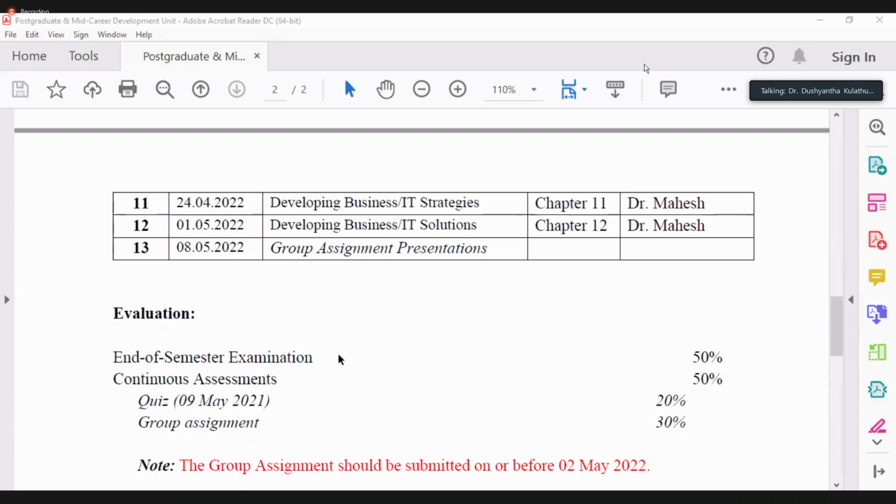And this is again a temporary allocation of marks. End semester examination 50%, continuous assessment 50%. Now this is the norm accepted in the faculty and also in our MBA program. And a quiz is scheduled for May 9th, that is Sunday. So you can earn 20% for that, and group assignment 30%.